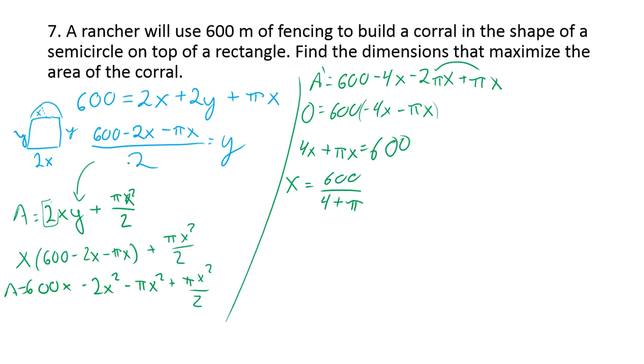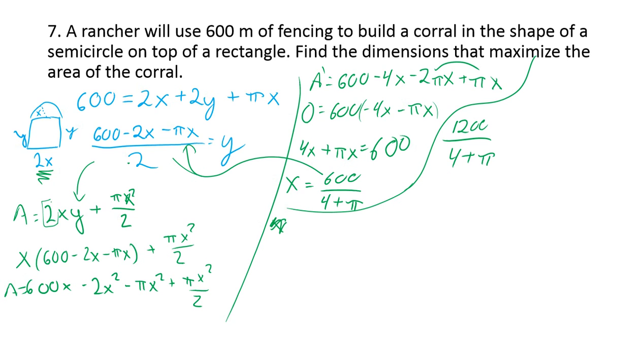Okay, so that's x. And now what we'll do is take this and plug it in here to find our bottom length. And so our bottom length would be double that. So one dimension that we know, which will optimize it, this one will be the maximum, is 1200 all over 4 plus pi. Okay. And now we've got to find the other dimension. So what we're going to do is take this and plug it in for the x's in this equation to find what y would have to be.